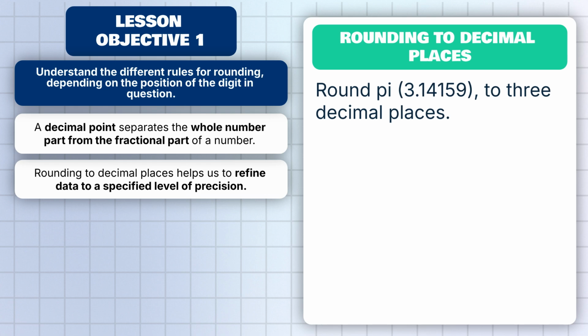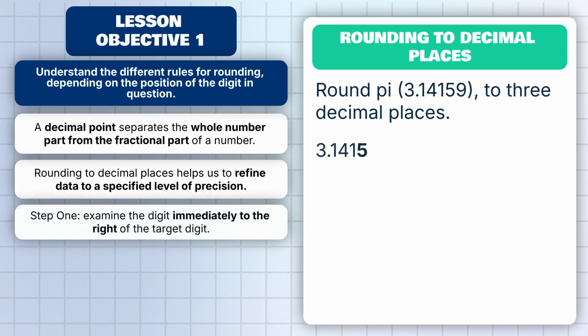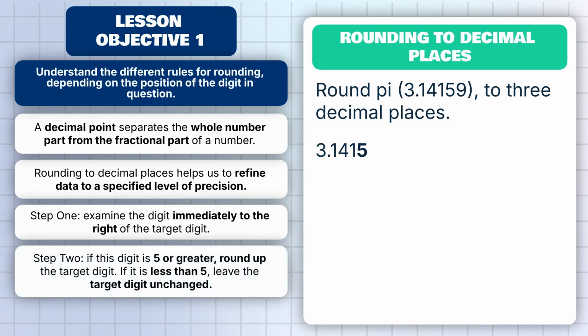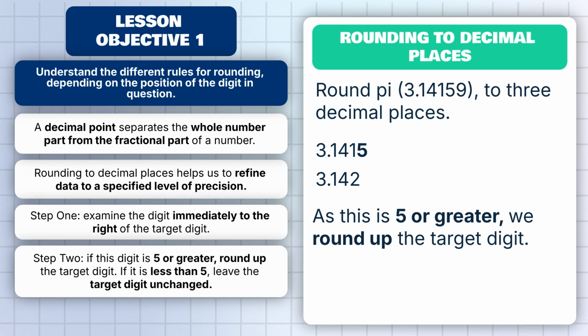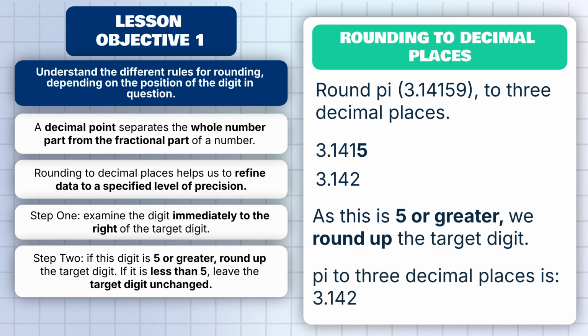We refer to this as our target digit. Then, examine the digit immediately to the right of the target digit. Here, this is the 4th place, a 5. If this digit is 5 or greater, we round up the target digit. So here, our 3rd place target digit changes from 1 to 2. If it is less than 5, we leave the target digit unchanged. Therefore, 3.14159, rounded to 3 decimal places is 3.142.